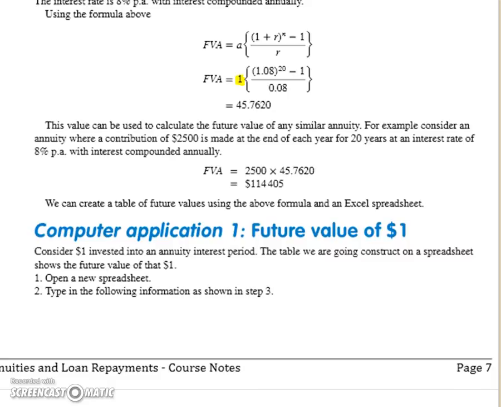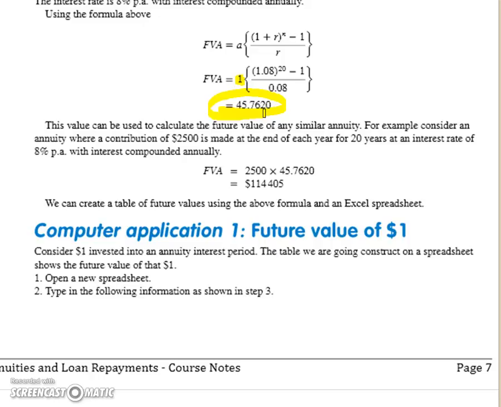There you go. Yeah, no, we're not doing an Excel spreadsheet today. So this value can be used to calculate the future value of any similar annuity. Basically, what they've done is they've found a rate that is correct. That's how much you would get at 8% per annum, 20 years, if you invested $1 at the end of each one. So that's what the table is based on.